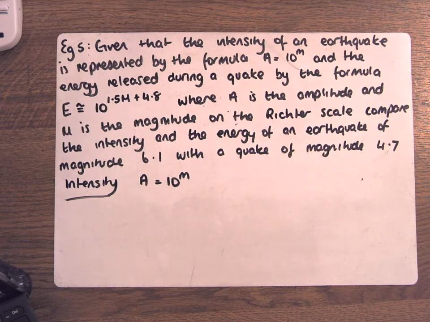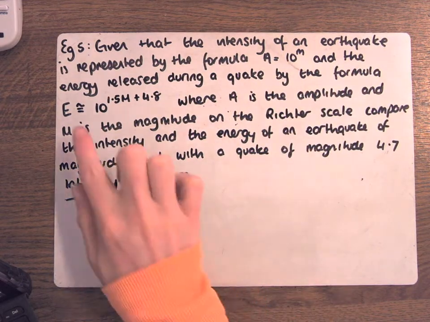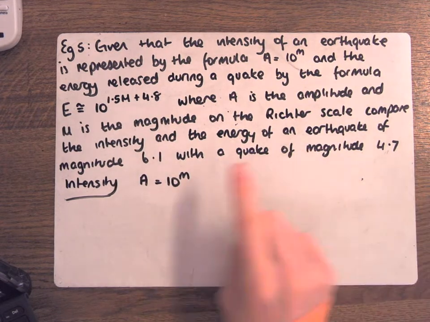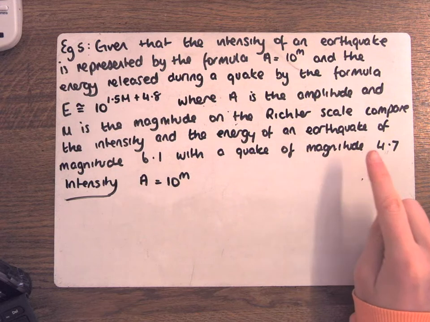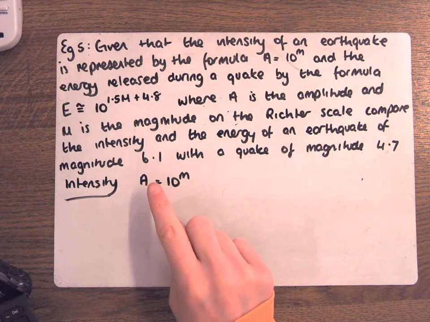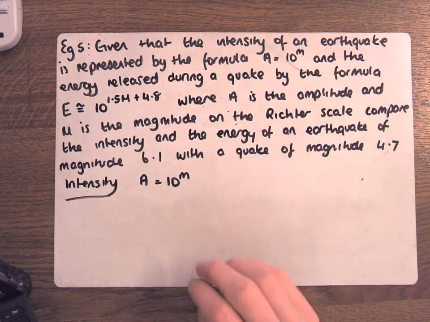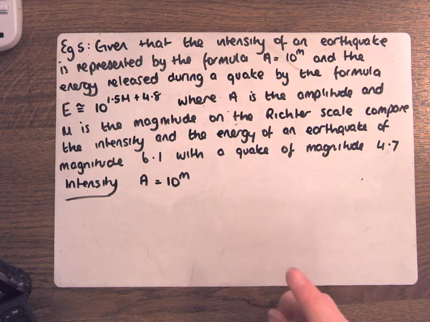Okay, so we have a formula for the intensity, A equals 10 to the power of m, and we have a formula for the energy. Okay, so we have two different formulas. The question is asking us to compare the intensity of an earthquake of magnitude 6.1 with an earthquake of magnitude 4.7. So we're actually just going to get both intensities and compare them.